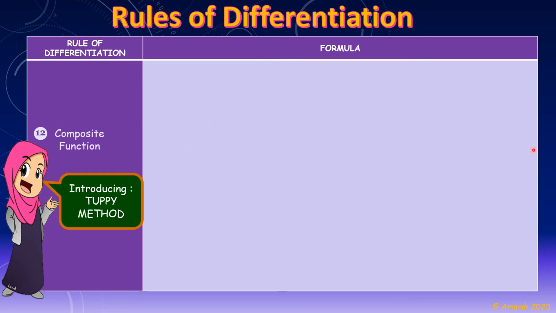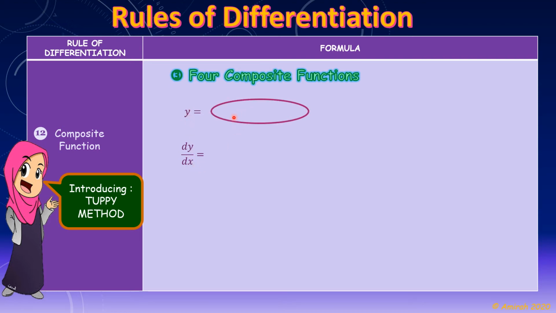Now, how to differentiate four composite functions using the Tuppy method. If we have y equals four composite functions, when we want to find the derivative of y, which is dy over dx, first we draw four circles: the outer circle, inner circle, another inner circle, and then the innermost. Then we pair all of these circles with four other circles, and in between there must be a multiplication operation.